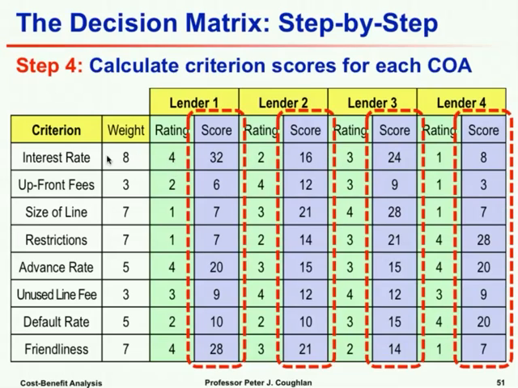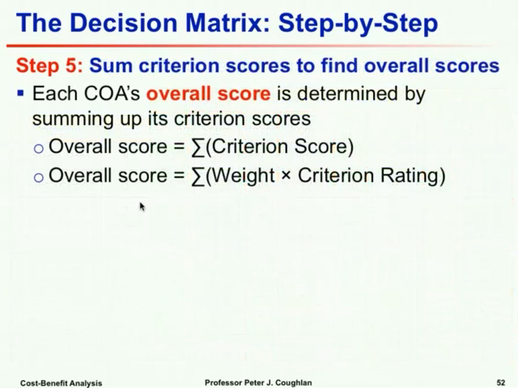So you multiply the weight of each criterion times the rating of each course of action on that criterion to get a score for each course of action on each criterion. These are the criterion scores. And the final step is then to sum those criterion scores to find the overall scores.